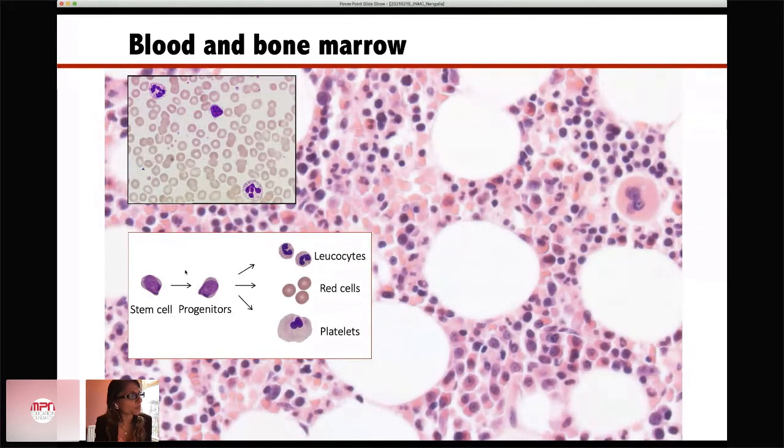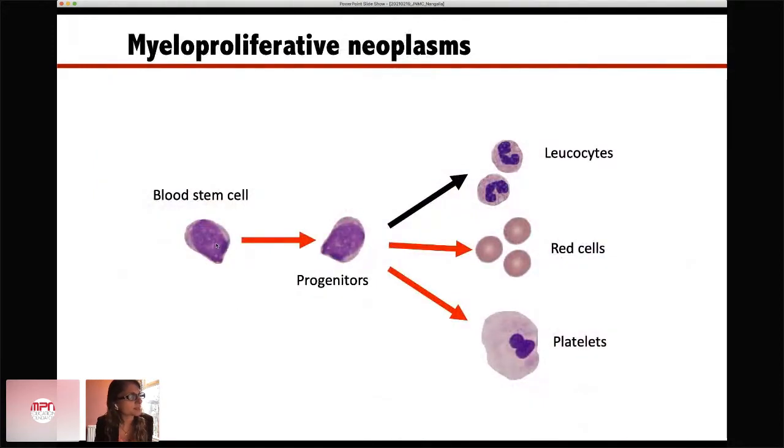And within the bone marrow, which is where blood is made, it's a much richer picture, which is what the background picture is. You have the progenitors and the parents of all these mature cells that we see in the peripheral blood. And what we're most interested in is these stem cells that make all of our blood and the progenitors. Because in the myeloproliferative neoplasms, what happens is that these blood stem cells and progenitors are overactive. So much so that one produces too many mature blood cells.